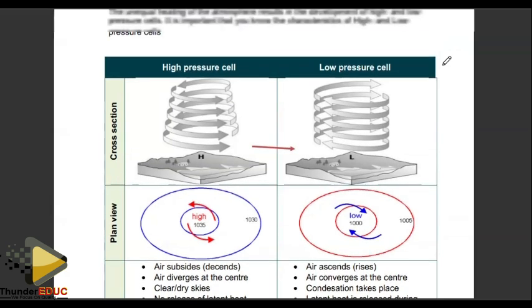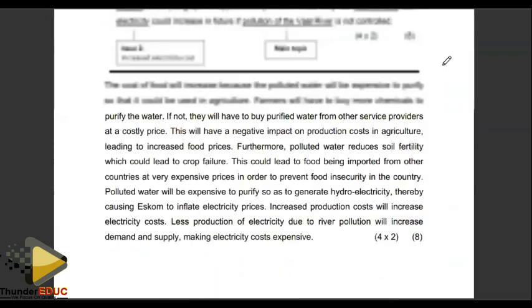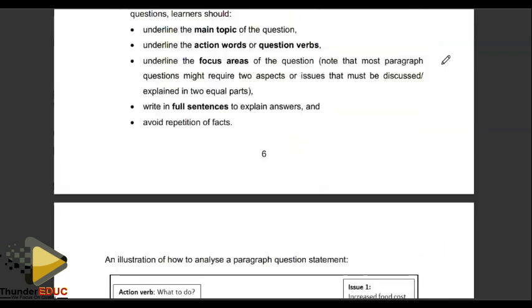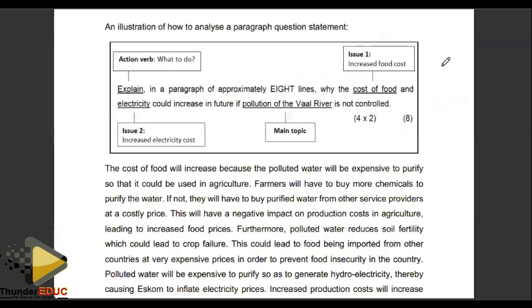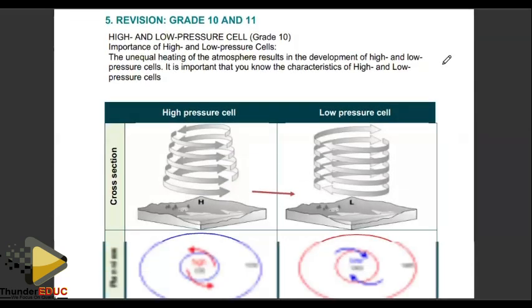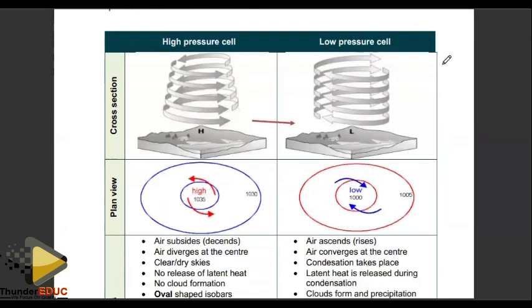Right. So we are going to start with the high pressure cell and the low pressure cell, the difference between those two pressure cells. Right. And basically, we are going to differentiate between the two pressure cells in the southern hemisphere and in the northern hemisphere. Right. Because they are actually different according to the different hemispheres.